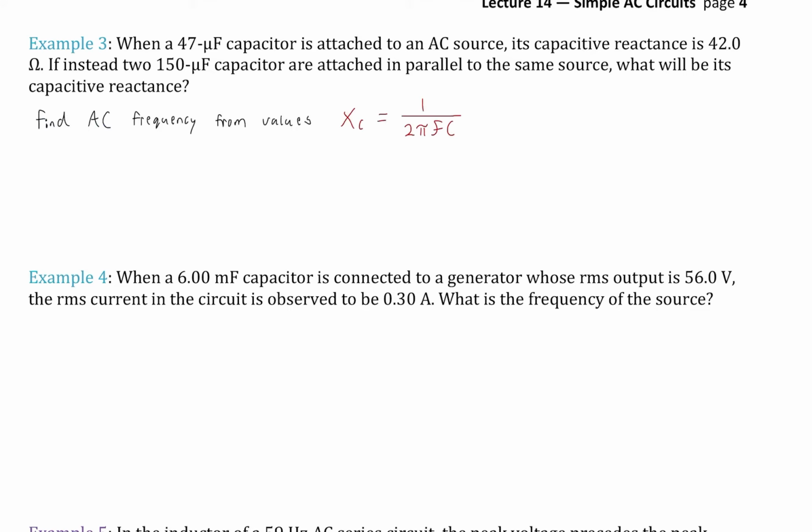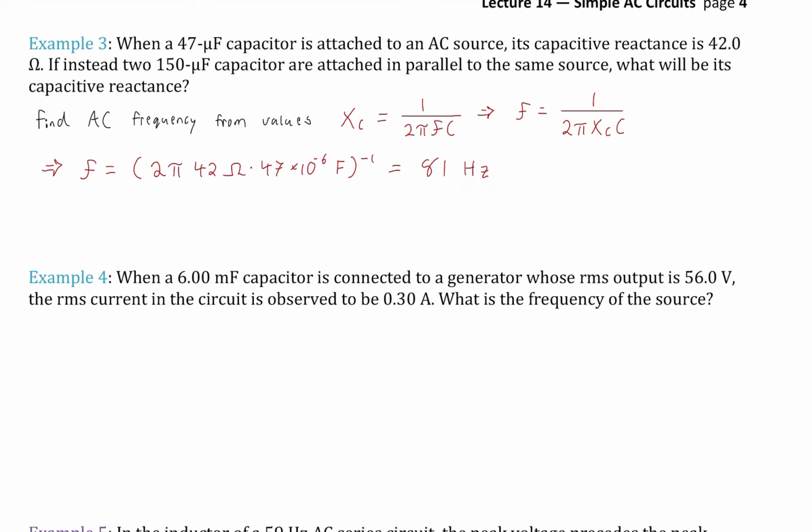Okay, so we want to find the AC frequency from the values. We're just going to use the definition of capacitive reactance and solve for f. So here I've just rewritten it to solve for f. And we'll go ahead and plug in our values because we are given the capacitive reactance and we are given the capacitance. Notice this is raised to the -1 power, just another way of writing 1 over. And we get 81 hertz as our frequency.